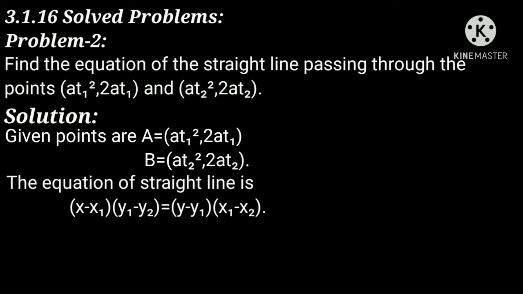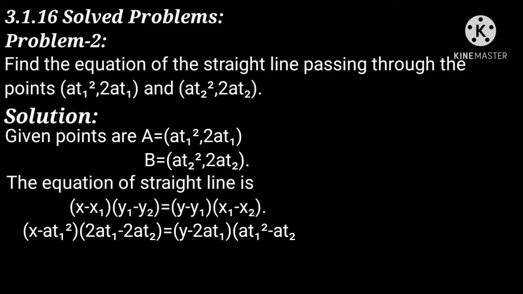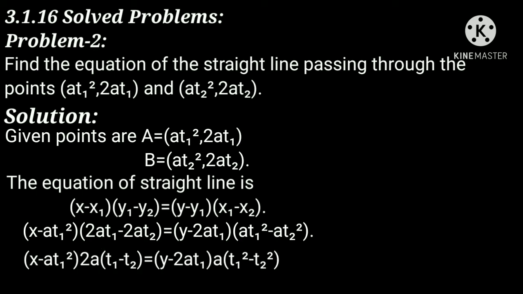In this, we have to substitute the values x1, y1, x2, y2. Then, (x minus a t1 square) into (2a t1 minus 2a t2) equal to (y minus 2a t1) into (a t1 square minus a t2 square). After simplification, (x minus a t1 square) into 2a into (t1 minus t2) equal to (y minus 2a t1) into a into (t1 square minus t2 square).